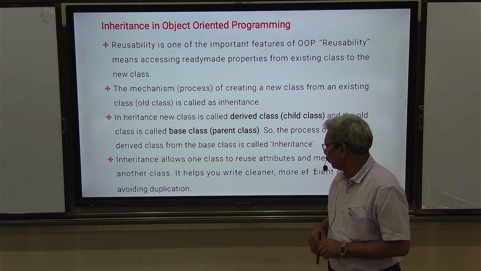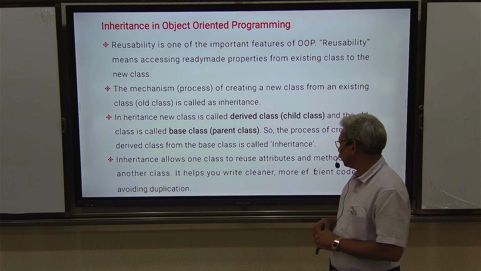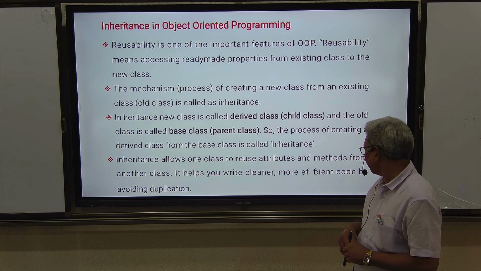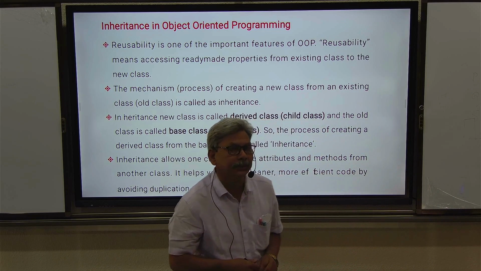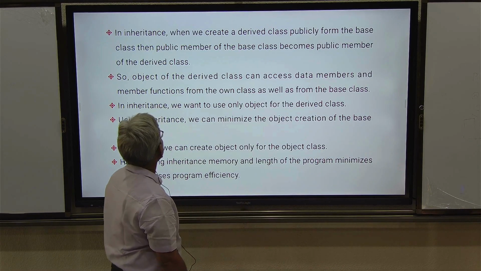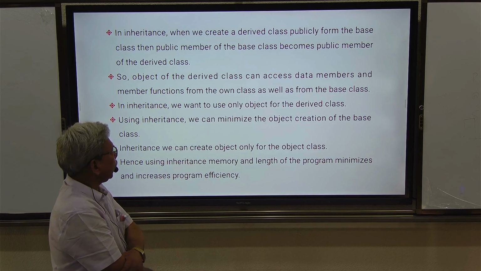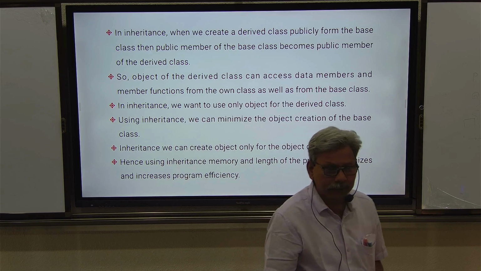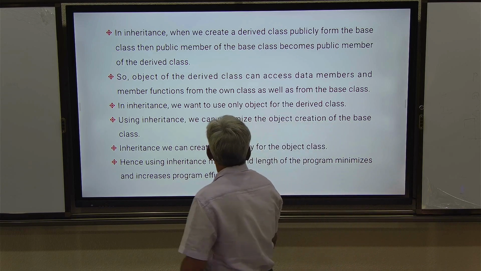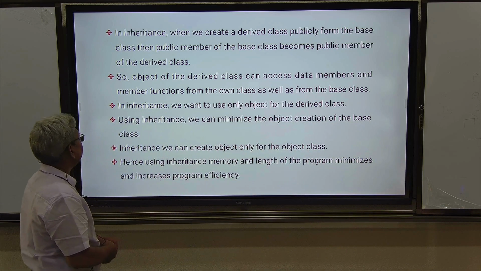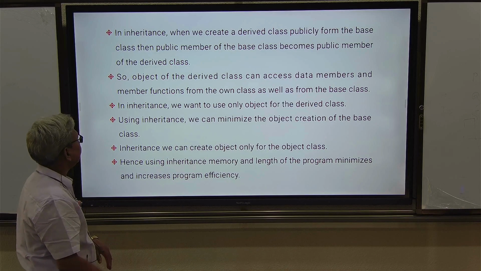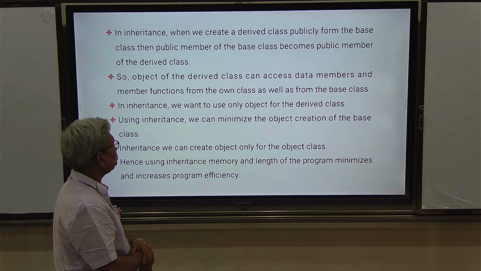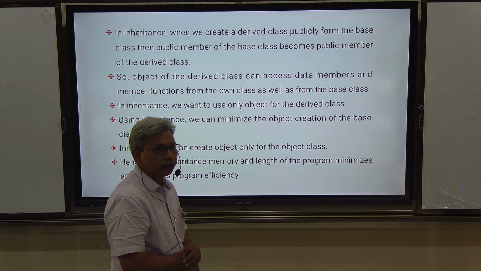Inheritance allows one class to reuse attributes and methods of another class. It helps you to write clearer, more efficient code by avoiding duplication. In inheritance, when we create a derived class publicly from the base class, then the public data members and member functions of the base class become public members of the derived class.